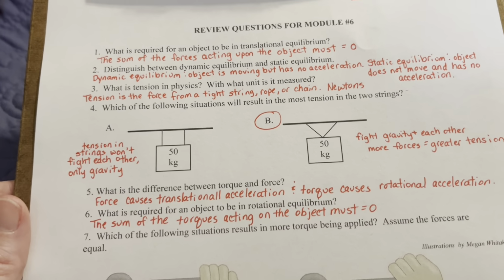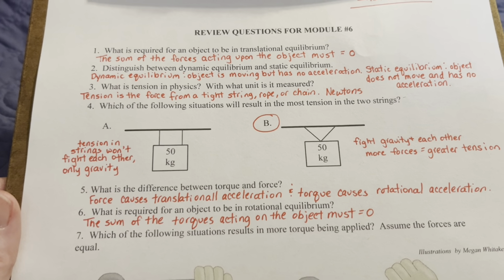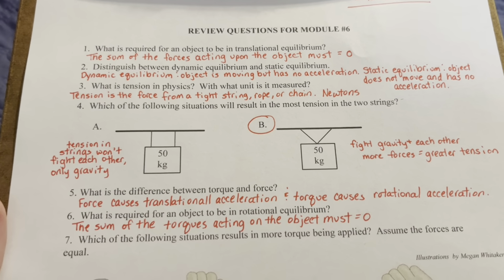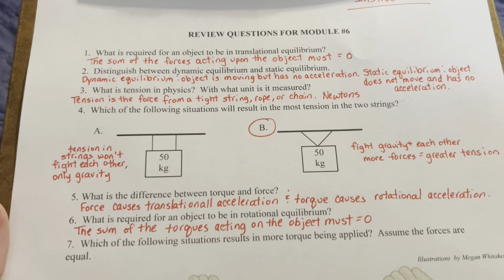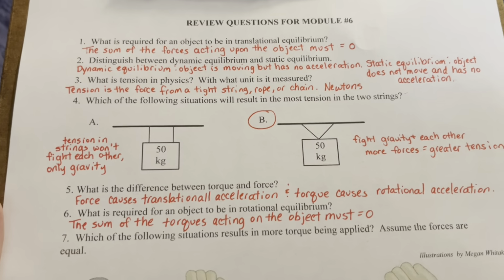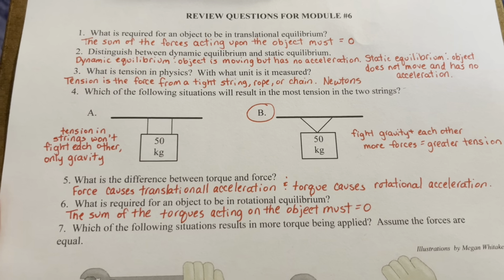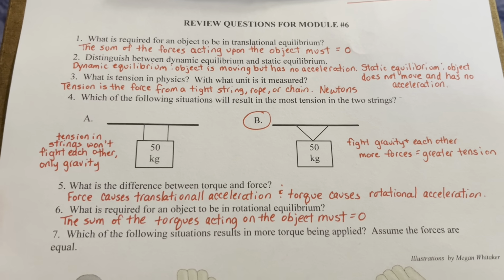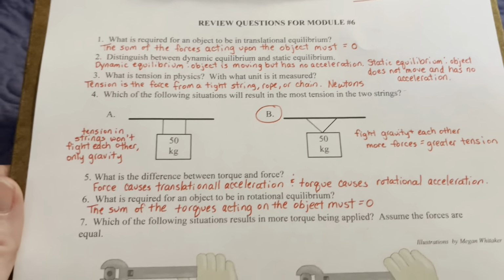Number 4, which of the following situations will result in the most tension in the two strings? That's going to be situation B. In situation A, the tension in the strings aren't fighting each other, they're only fighting gravity, whereas the tensions of the string in situation B fight both each other and gravity. More force is going to be greater tension.